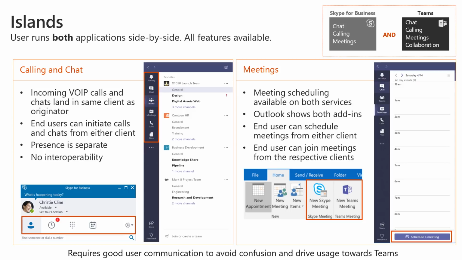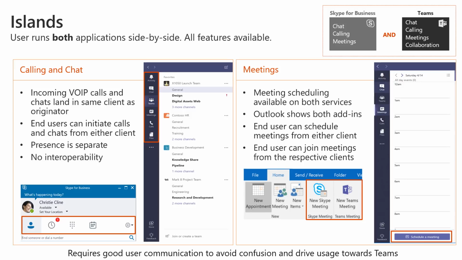As an end user, I have the choice. I can initiate calls and chats from either place. So you'll notice my Skype for Business client remains unchanged, right? I can still see my buddy list. I can start chats, conversations, and so on and so forth from there. Likewise, in my Teams client, I have all of the feature sets available to me here. Thus, I can go into chat and start a new chat or call from there.